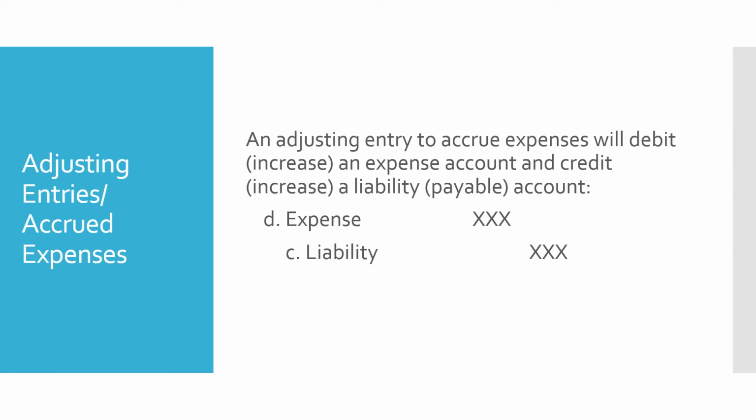The adjusting entry to accrue an expense is always going to be a debit to an expense account and a credit to a liability account, and more specifically, a payable, because this is a cost that we have incurred but not yet paid, so we owe it. So like most liability accounts, it's going to have the word payable on the end. So interest payable, salary payable, utilities payable. So we're going to be increasing an expense account with that debit and increasing a liability account with that credit.